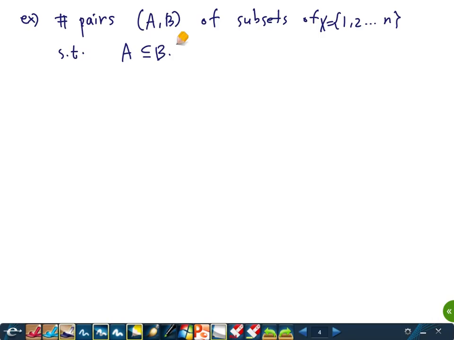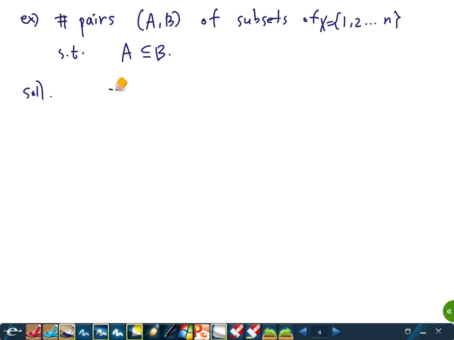Now, if you don't have any conditions on A and B, then of course the number of pairs of subsets will be 2 to the n times 2 to the n, which is 4 to the n. Okay? But we have this condition. So, solution. So A is a subset of B. And of course B is a subset of X.